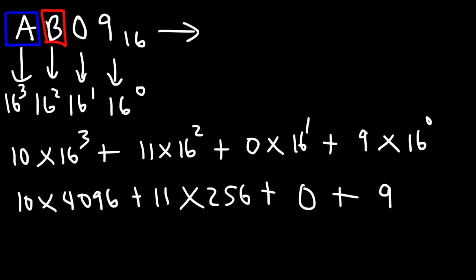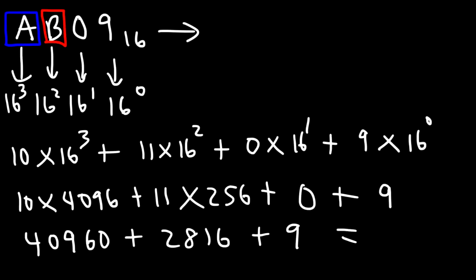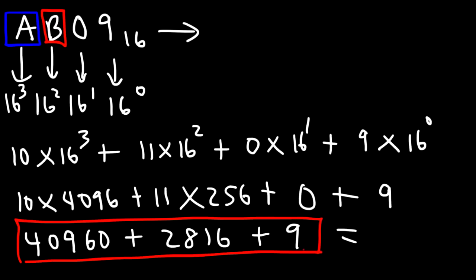Now 10 times 4,096 is 40,960. You just need to add a 0 to that number. 11 times 256, that's going to be 2,816, and then plus 9. So let's go ahead and add up these three numbers. So this will give you 43,785 as the final answer.